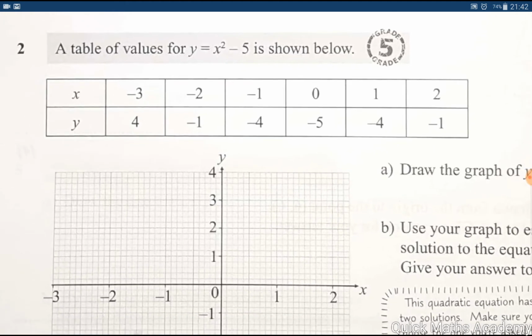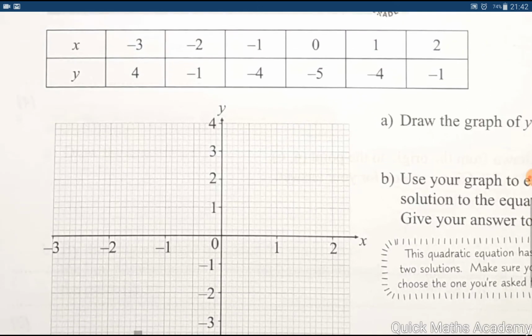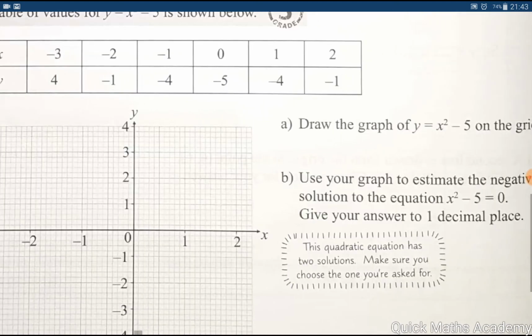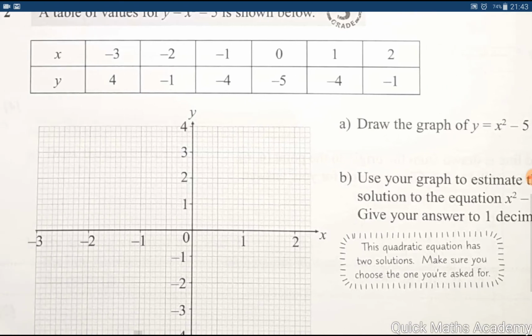A table of values for x squared minus 5 is shown below. Okay, so we have our table of values. You already saw this in linear equations. This is a little more extensive, a little different, but the result is the same. Those tables allow us to plot the chart, and that's what they ask. Draw the graph of y equals x squared minus 5 on the grid. Okay, so that's what we are going to do.